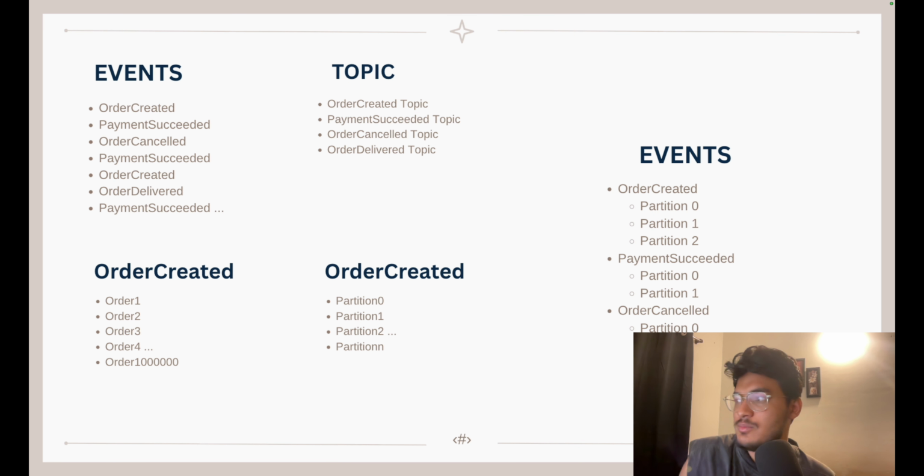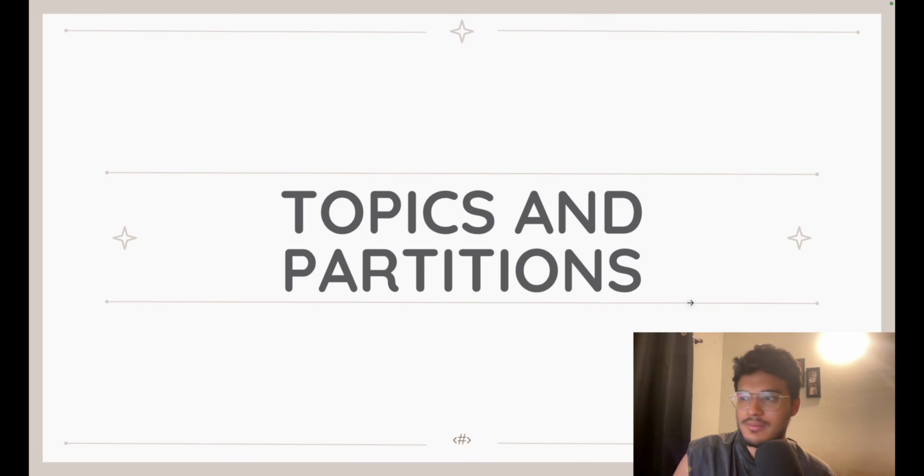Let's suppose order created is one topic. Inside the topic we'll have multiple partitions. Some events will be in partition 1, some in partition 2, some in partition 0. Same for payment succeeded, we will have multiple partitions. Just to give you an analogy, a topic is kind of a folder, and a partition is a file inside the folder, and inside the file we keep the events, the log of those events. That is what topics and partitions are.